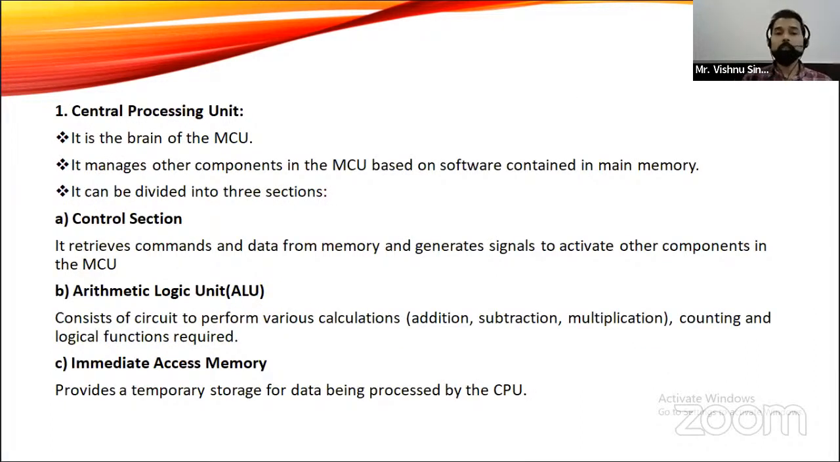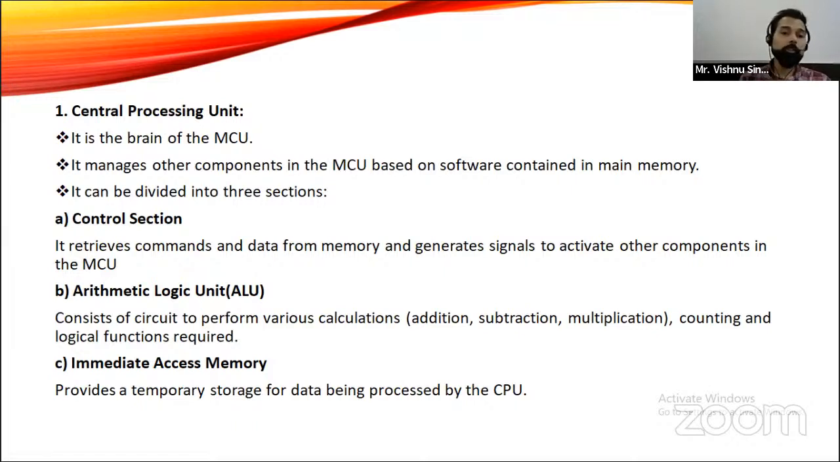Firstly is the central processing unit, or the CPU. It is the brain of the MCU. It manages other components in the MCU based on the software contained in the main memory. We can divide the CPU further into three sections. Firstly is the control section. It retrieves commands and data from the memory and generates signals to activate other components in the MCU. Basically, it will retrieve the commands and data we have stored in the memory, and generate the corresponding signal for the tool so that it can work on the workpiece.